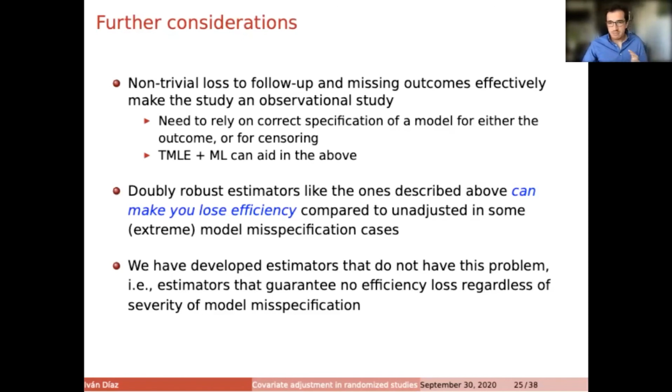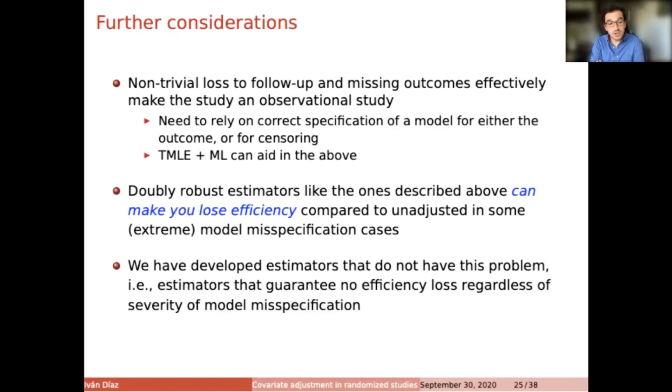The other point is more of a theoretical, sort of esoteric point that is not so common in practice, but it does happen. When you are using doubly robust estimators, like the estimators that I described above, you can actually lose efficiency if your model is severely misspecified, right? If the outcome model is severely misspecified, you can actually lose efficiency compared to the unadjusted estimator. So that is a big, important theoretical problem. Again, I haven't seen that so much in practice, and when I try to simulate data to make this happen, you have to work hard to find data generating mechanisms and model misspecifications for which this happens. But it is a theoretical problem.